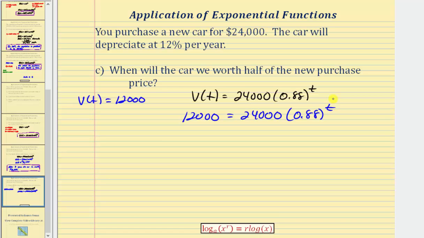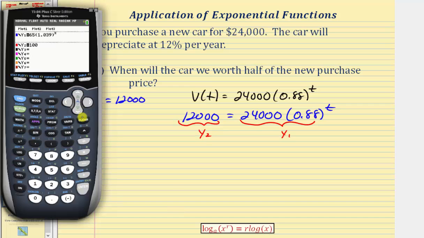And again, we'll solve this 2 ways. We'll first solve it graphically. So we'll enter the right side in y1 and the left side in y2 and determine the point of intersection. And of course, we'll have to adjust the window as well.